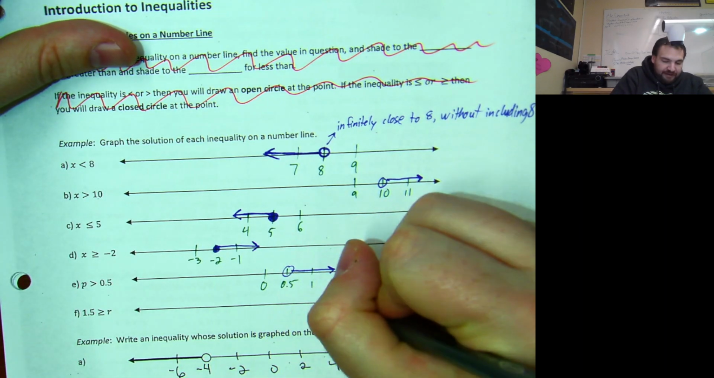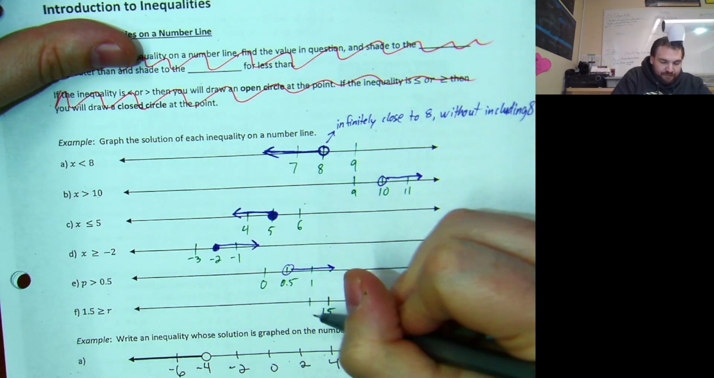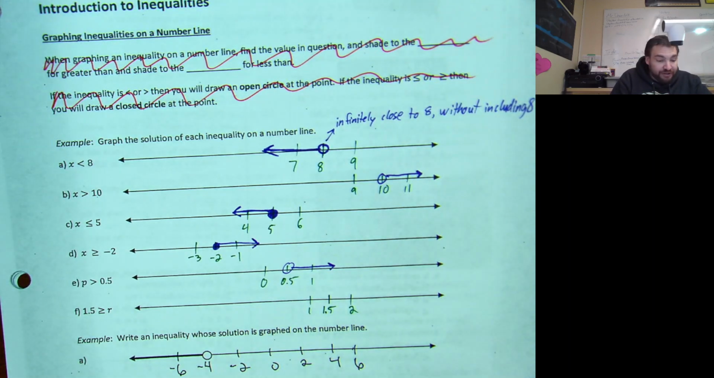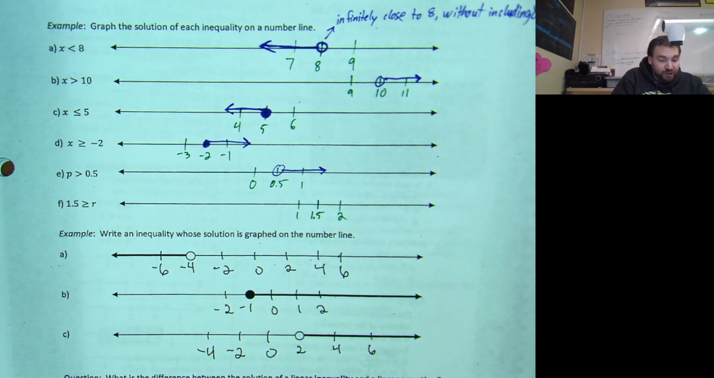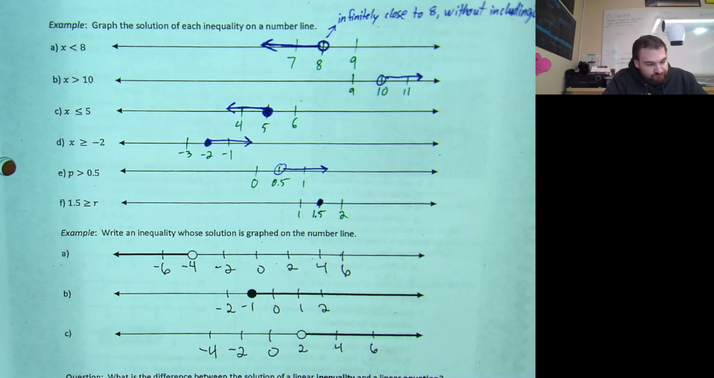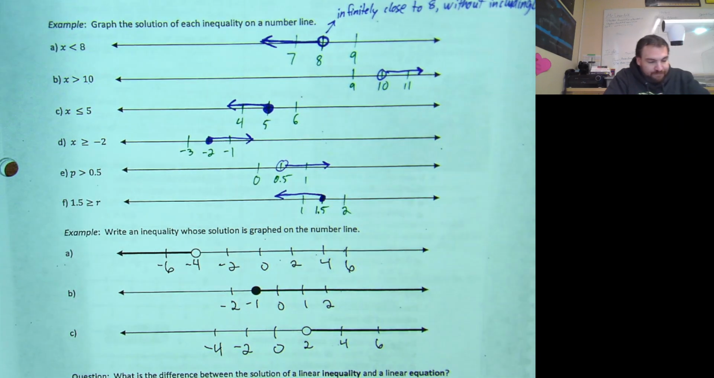So I'm hearing, Nika, you want me to put a 1.5 on here? On either side of these, I'm going to put a 1 and a 2. Okay, cool. Now, we know that the circle is going to be closed because it's also equal to 1.5. But which way is the arrow going to have to go? Because if 1.5 is greater than or equal to r, that means r is going to be anything less than or equal to 1.5. Absolutely, this thing goes to the left. Cool. Love it.